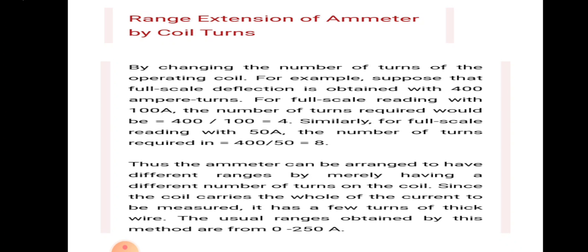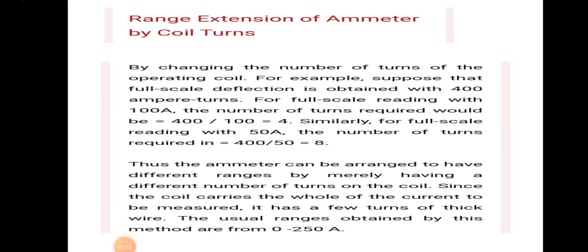Thus, the ammeter can be arranged to have different ranges by merely having a different number of turns on the coil. Since the coil carries the whole of the current to be measured, it has a few turns of thick wire. The usual ranges obtained by this method are from 0 to 250 ampere.